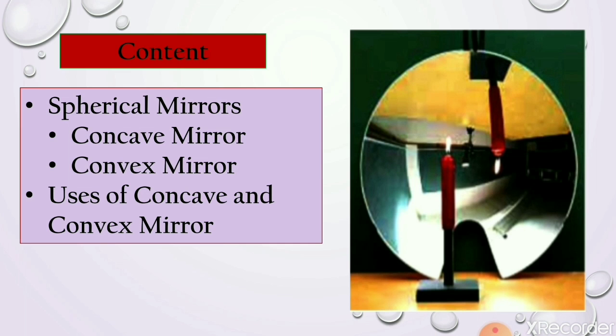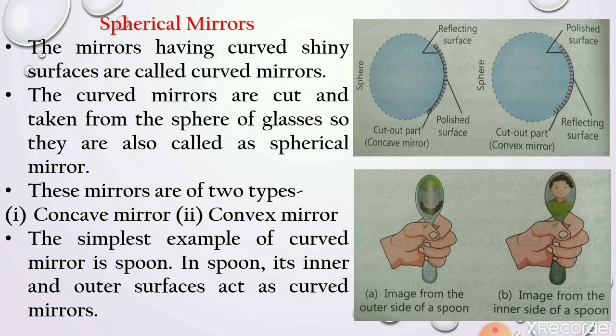Now let's have a look at what we are going to study in this part. So in this part we will be studying about spherical mirrors, in which we will study about concave mirror and convex mirror. Then we will study how image formation takes place in concave mirror and convex mirror, as well as we will be studying about their uses. So let's start with spherical mirrors.